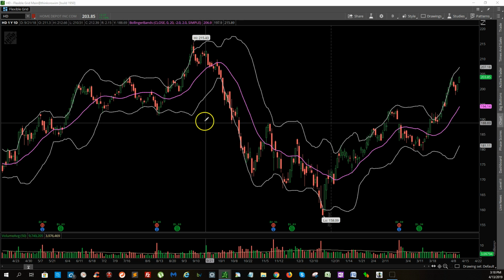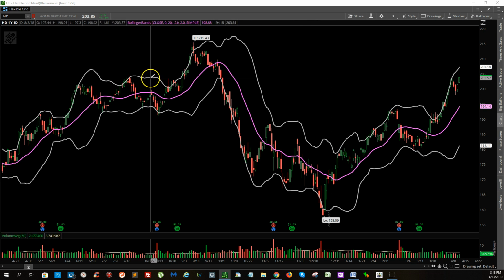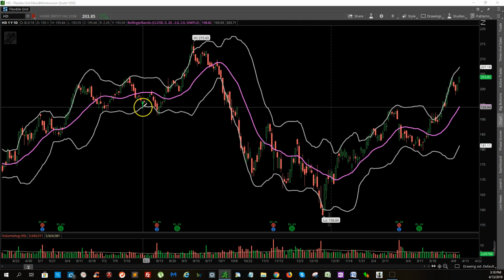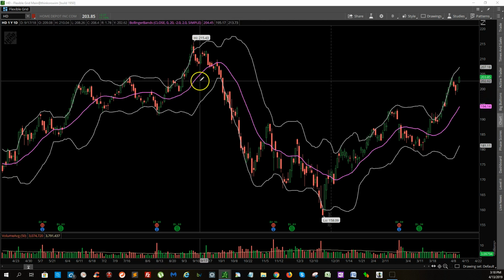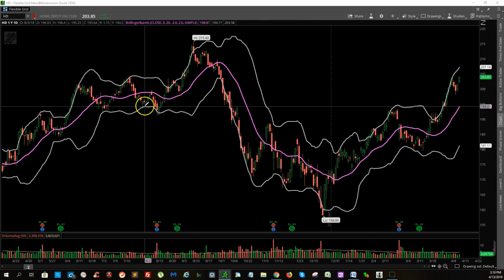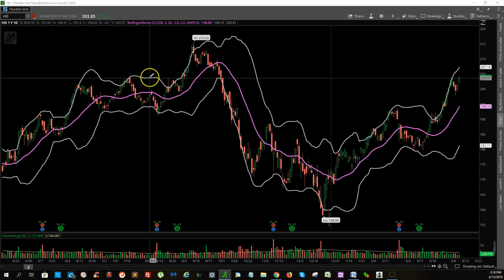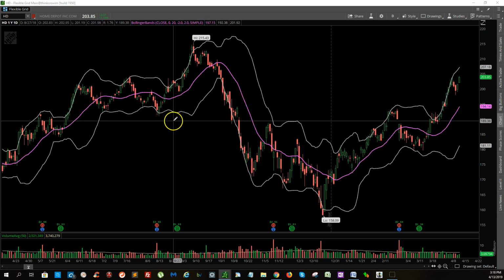I'll just tell you guys that what makes up the Bollinger Bands, pretty simply, is an upper band, a middle line, and a lower band, okay? The middle line is the 20 simple moving average, and the bands hold two standard deviations between the upper band and the lower band, okay? Those are the out-of-the-box settings.